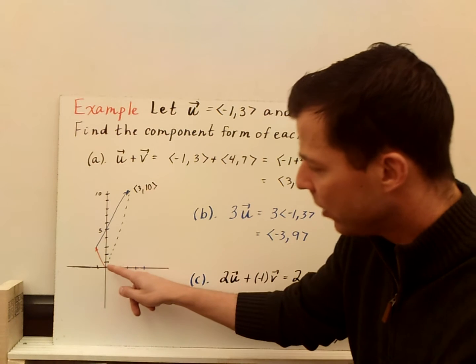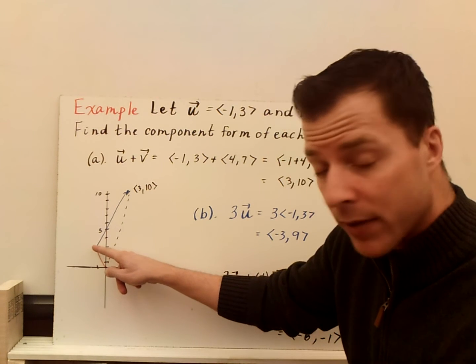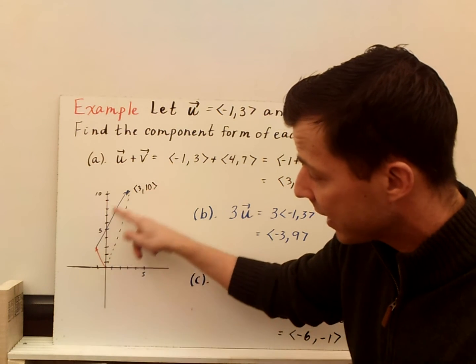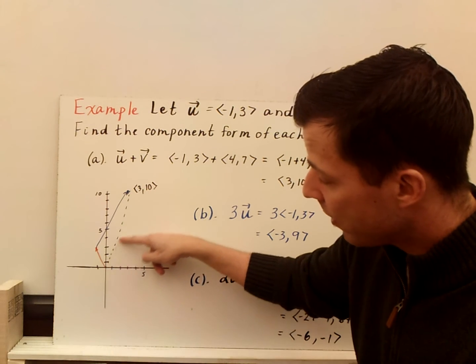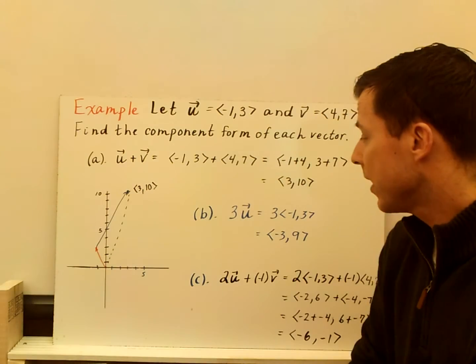So that's the triangular method. Draw one vector. From the end of that vector, the head, you draw the second vector. And then from the origin, I go up and I get my resultant, okay?